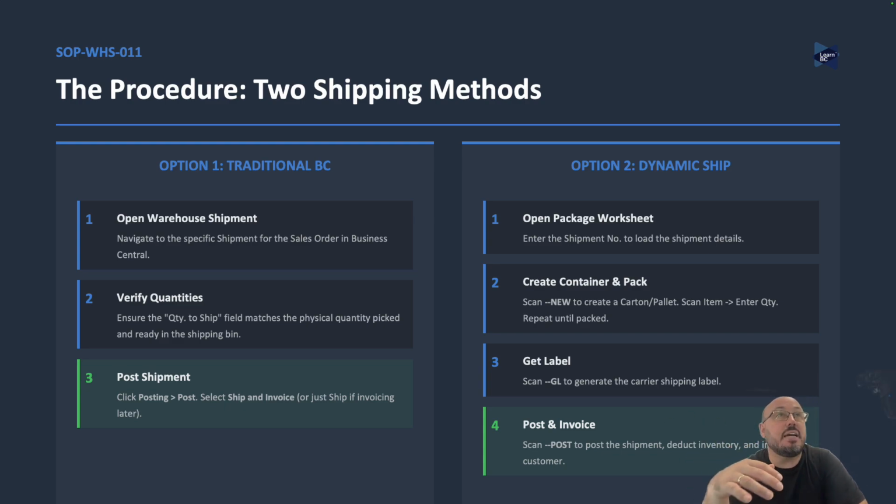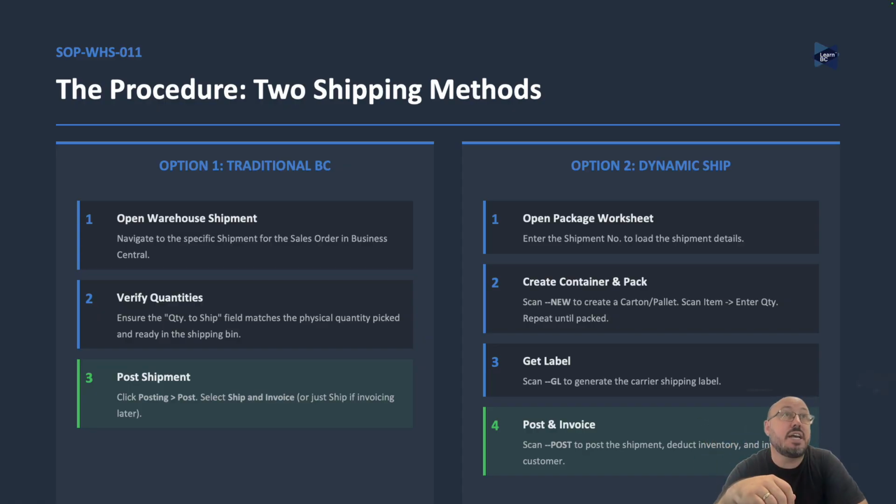This shipping label, if you have picks required, normally will fill in the quantity to ship based on what was picked. So you could say I need 10 to ship, but there's only 5 available. It will put 5 in quantity to ship. When you post the shipment, it pops up and it will say ship and invoice. You hit OK and it's done.